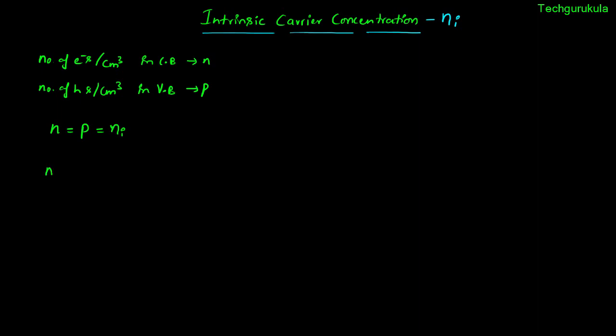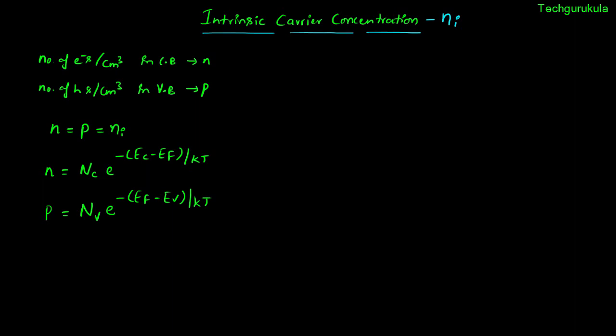We have seen and derived in previous videos that electron concentration in conduction band is given by Nc times e power minus of Ec minus Ef over Kt, where K is the Boltzmann constant, Ec is the bottom edge of conduction band, Ef is the Fermi energy level, and Nc is the effective density of states in conduction band. And we also derived the hole concentration in valence band, which was given by Nv, the effective density of states in valence band, times e power minus of Ef minus Ev over Kt, and Ev is the top edge of the valence band.